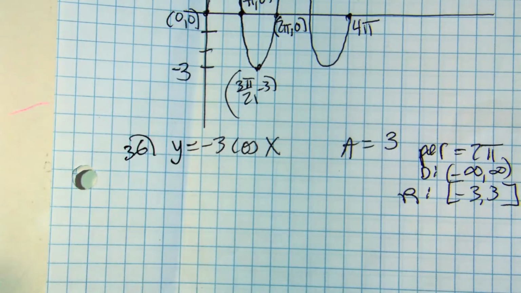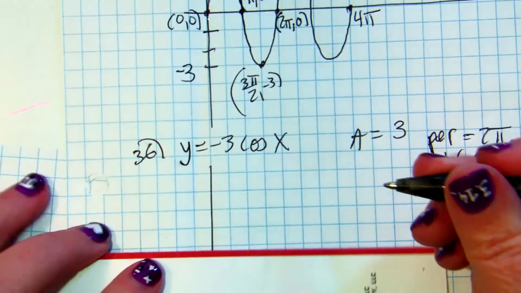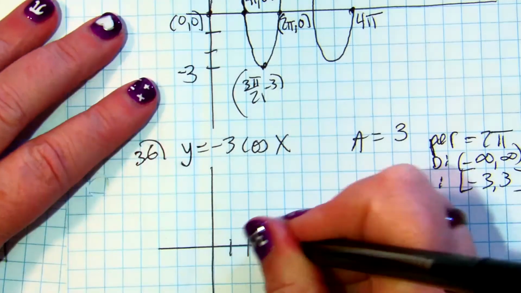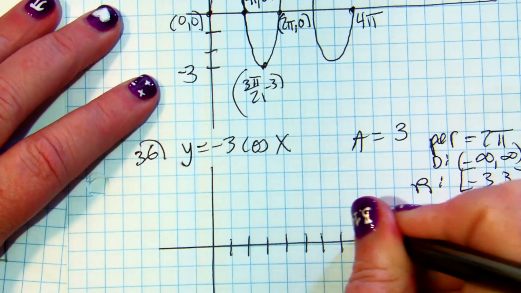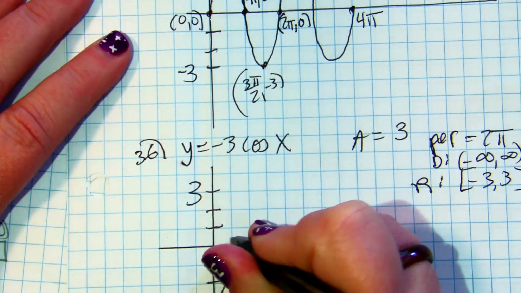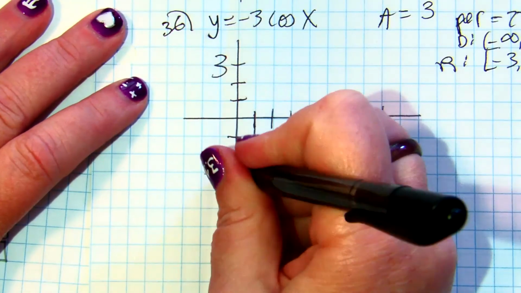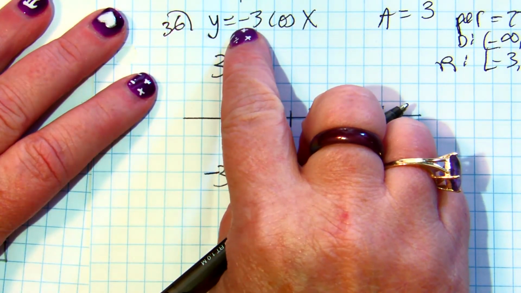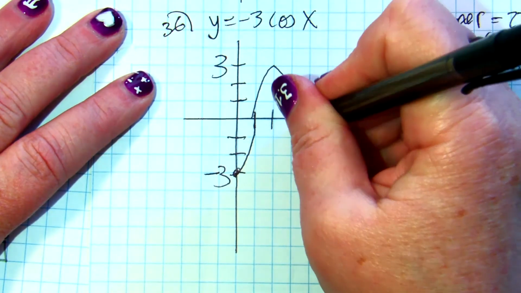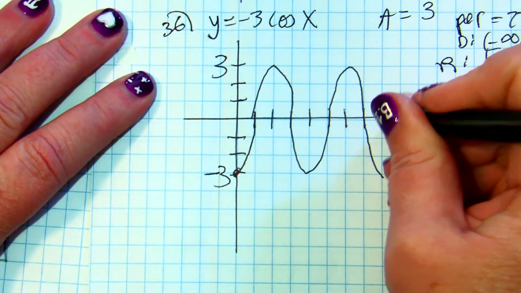So get out my faux ruler. Because it's cosine, we start up or down. So this one we're going to start down at -3 because the amplitude is negative. A is negative, so it's upside down. Then we go up, down, and back down. That's the cosine shape. It ends at 4 pi.